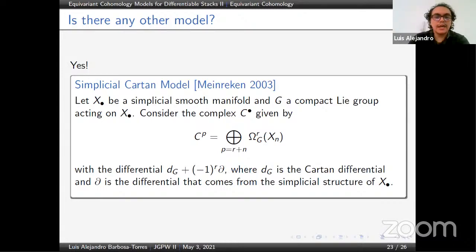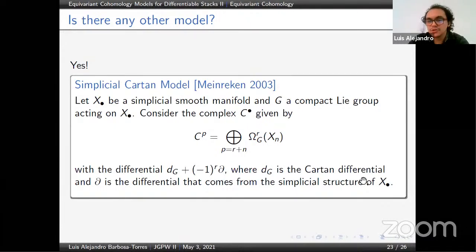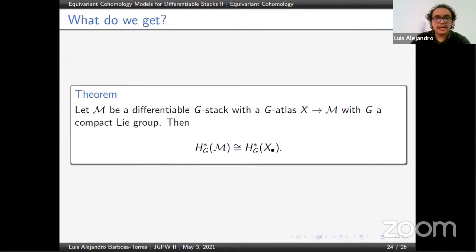Okay, thank you. And the idea is just applying the equivariant forms for each element in the simplicial smooth manifold and considering the extra structure. That means that we are going to consider the differential that comes from the simplicial structure of X, and we are going to use this differential. This is the Cartan differential plus the differential associated to the simplicial structure. What is nice about this is that these complexes are going to compute the same cohomology as the quotient stack. So we are going to have something like this as the Cartan theorem. That's something that we got there.